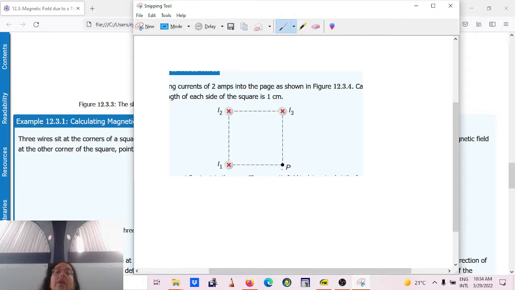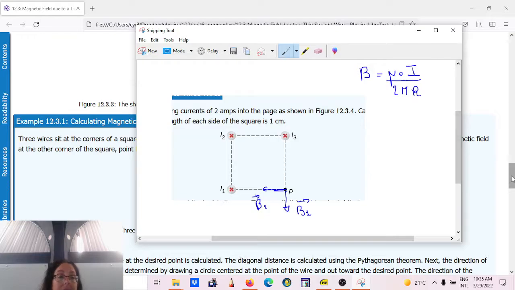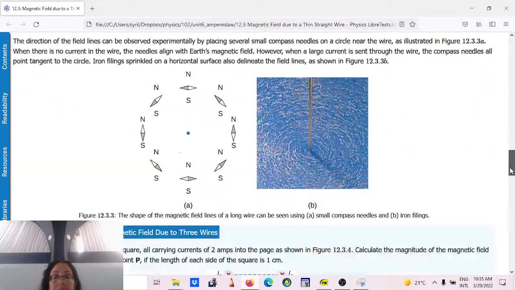So B1, which way does it go? Down, very good. So we have B1 this way. What about B3? To the left, excellent. So B3 and B1 have exactly the same magnitude because they are at the same distance. So it's mu zero I over 2 pi r. Is that the right equation? Yeah.